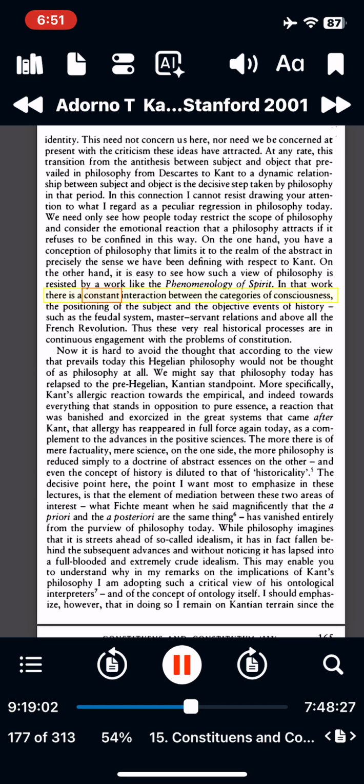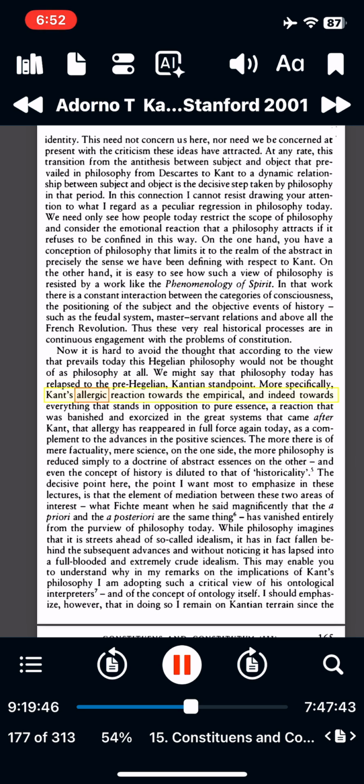In that work there is a constant interaction between the categories of consciousness, the positioning of the subject and the objective events of history, such as the feudal system, master-servant relations and above all the French Revolution. Thus these very real historical processes are in continuous engagement with the problems of constitution. Now it is hard to avoid the thought that according to the view that prevails today, this Hegelian philosophy would not be thought of as philosophy at all. We might say that philosophy today has relapsed to the pre-Hegelian, Kantian standpoint.